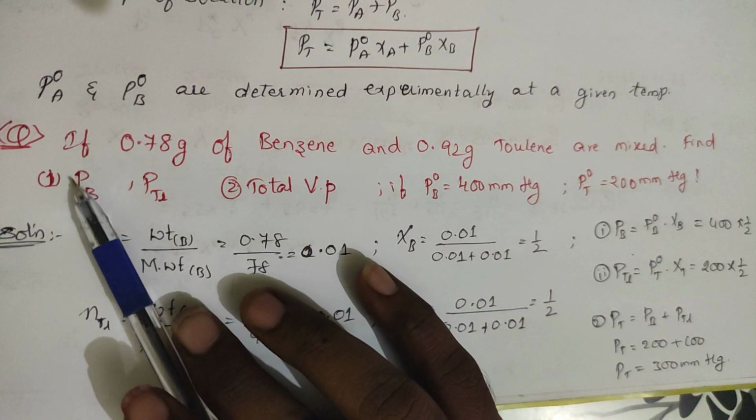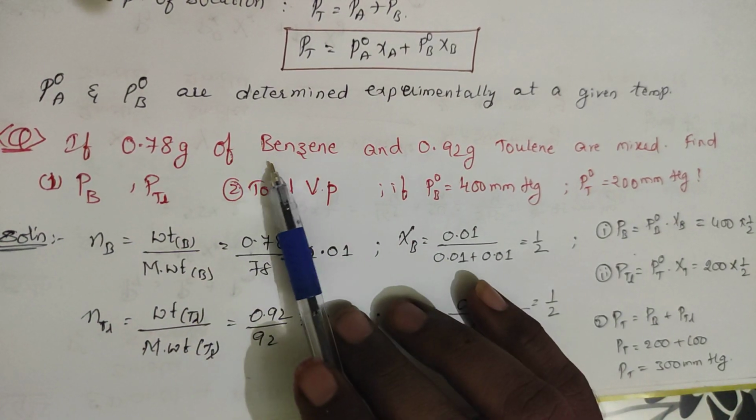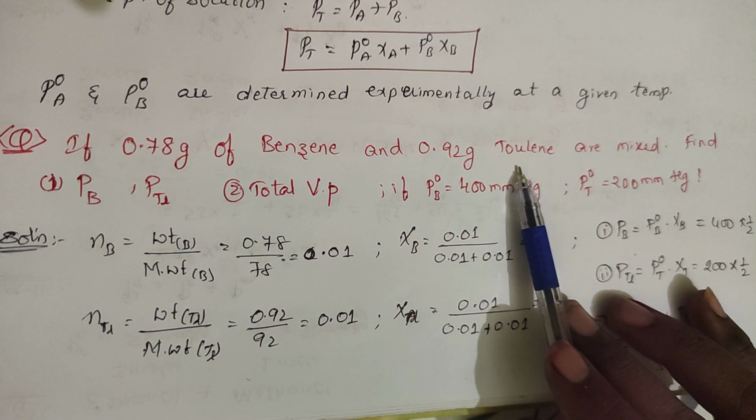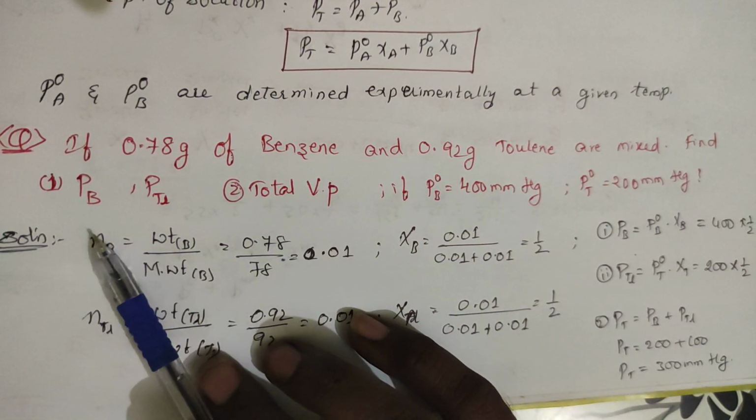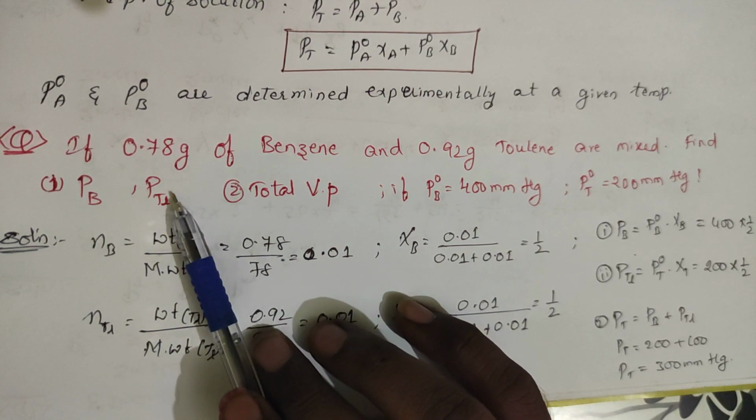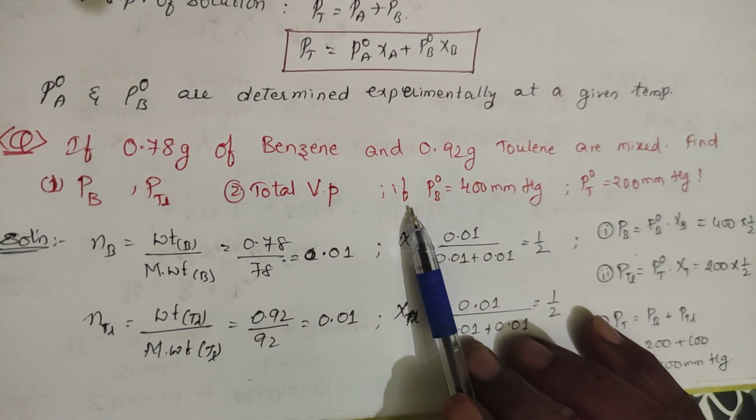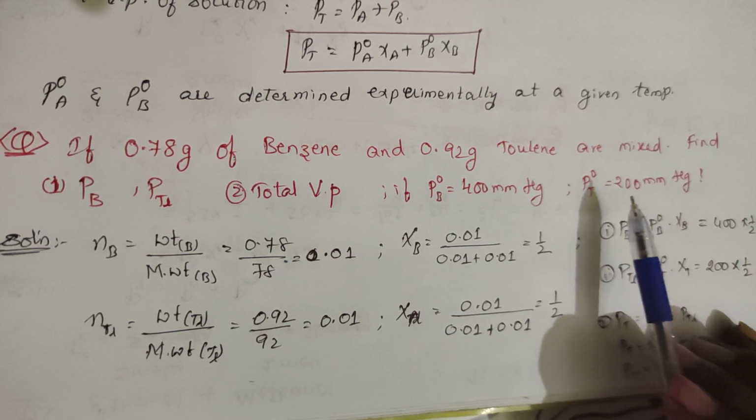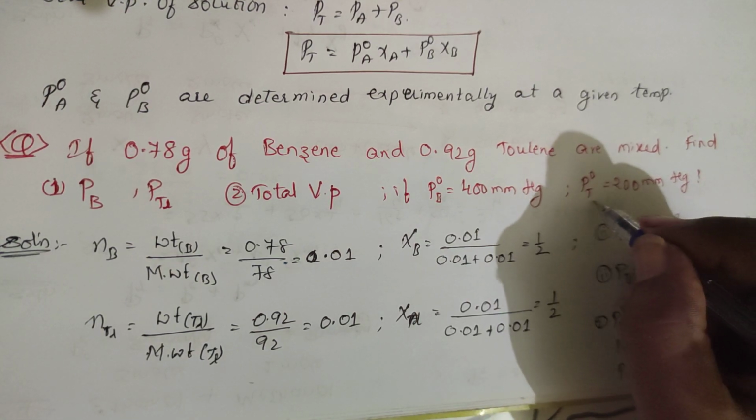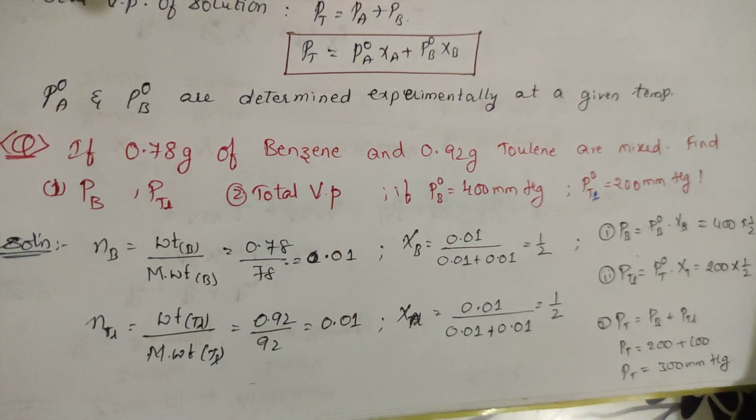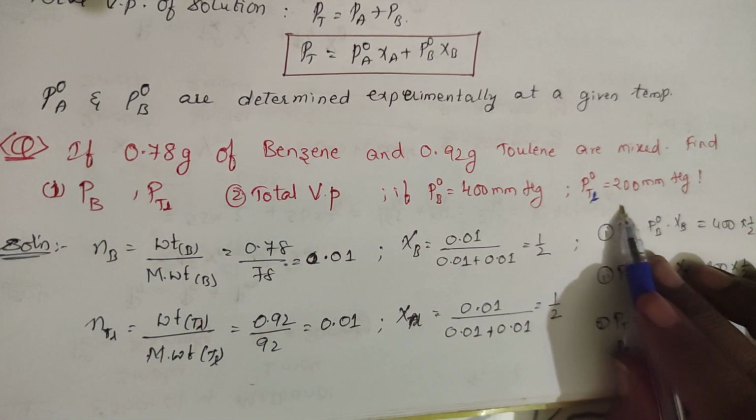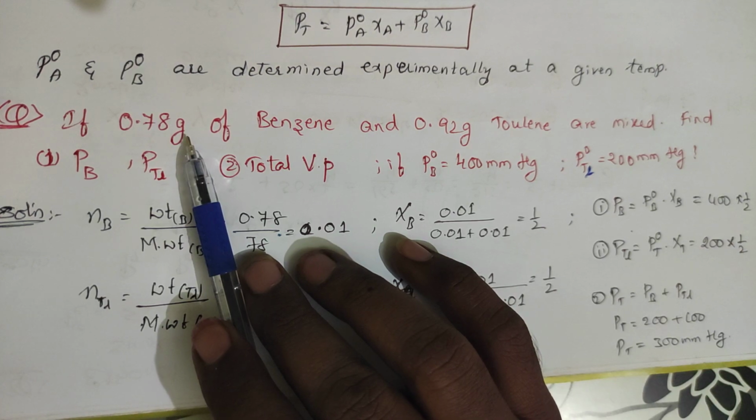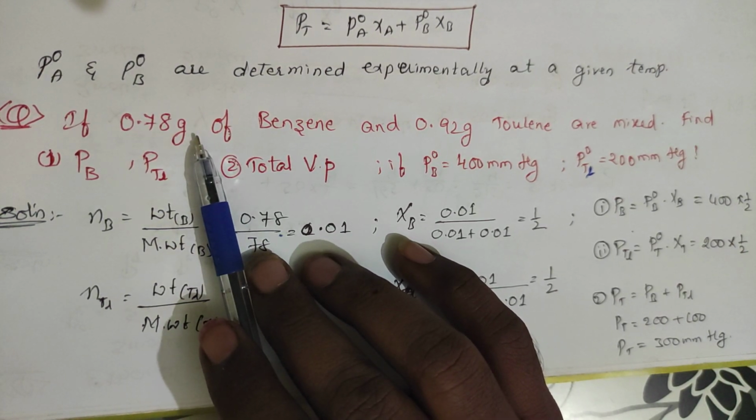If 0.78 grams of benzene and 0.92 grams of toluene are mixed (toluene means benzene ring with CH3, this is only the benzene ring), find the partial pressure of benzene, partial pressure of toluene, and total vapor pressure, if pure benzene is exerting 400 mm Hg and pure toluene, let me represent it with TL, is exerting 200 mm Hg. He has mentioned amounts in grams. To get the mole fraction, what should you do? This should be converted into moles.